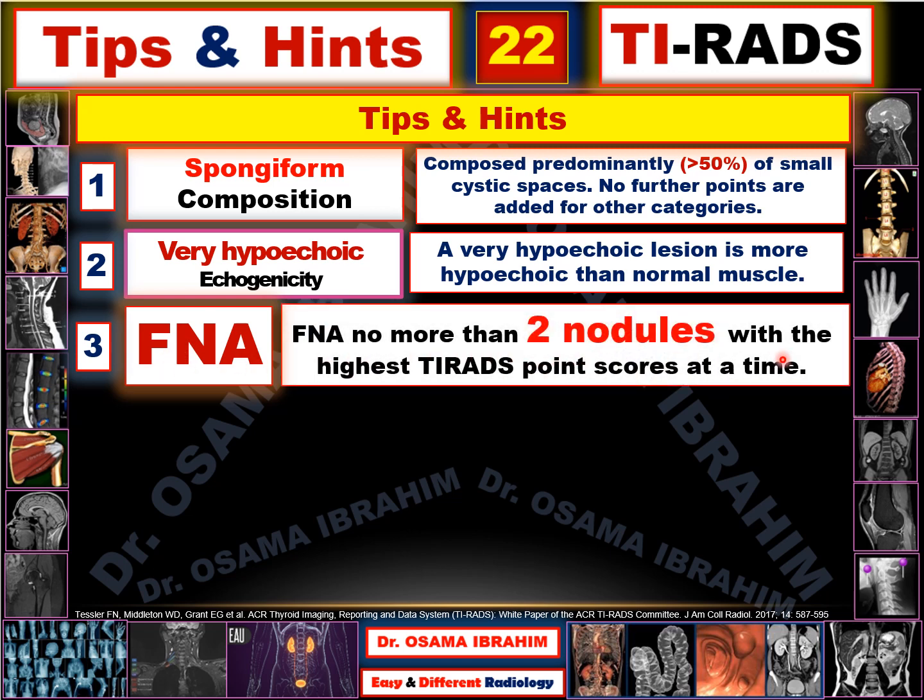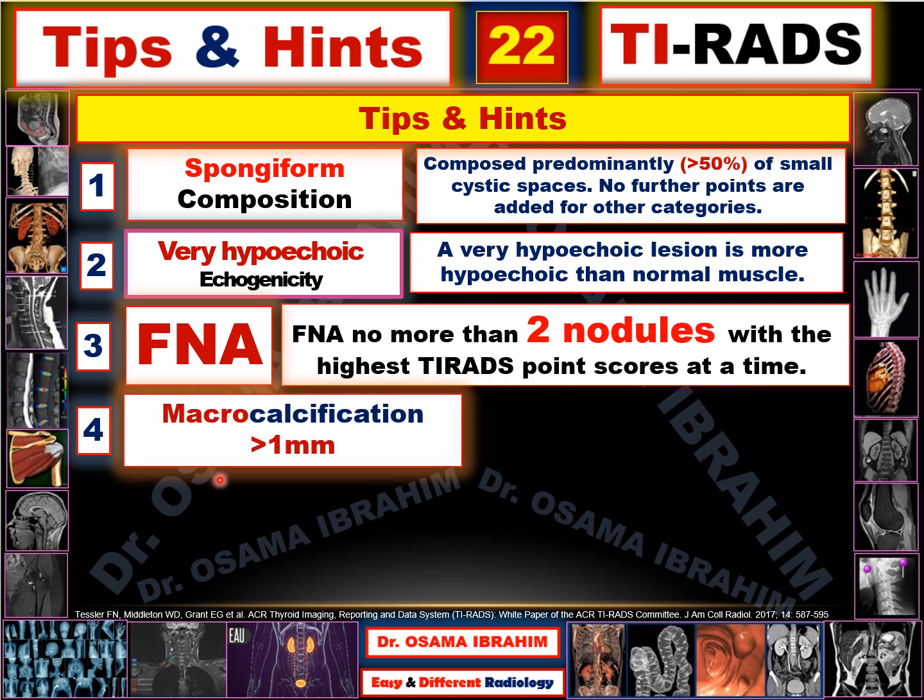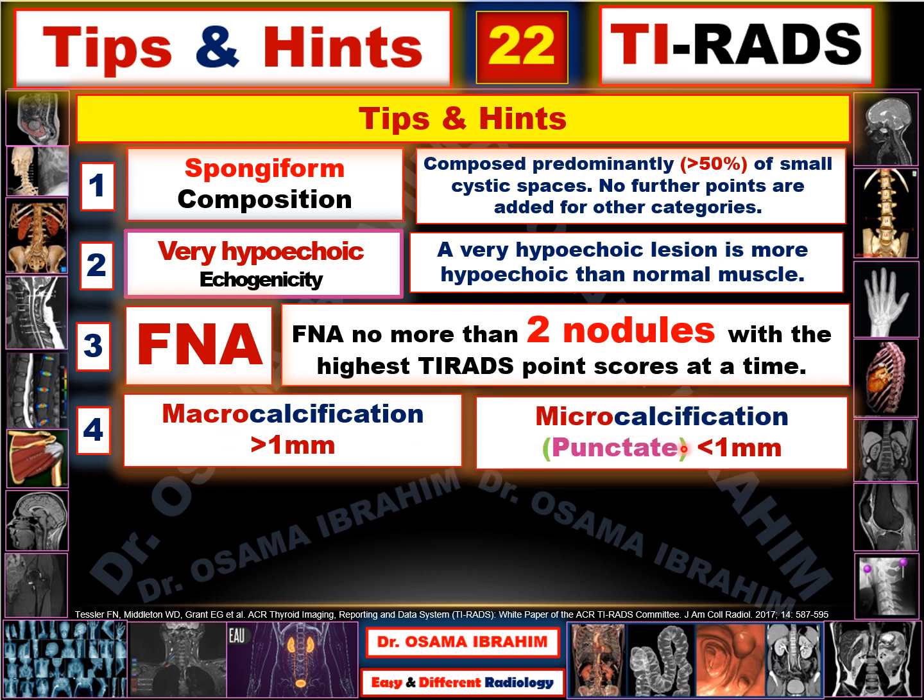For FNA, no more than 2 nodules with the highest TI-RADS point scores at a time. The fourth point is about calcifications, as I described through my presentation. Macrocalcification is calcification more than 1 millimeter. However, microcalcifications, which are described as punctate calcifications, are calcifications less than 1 millimeter in diameter.